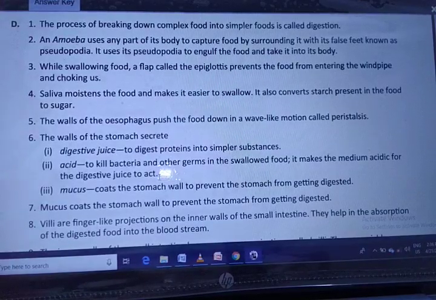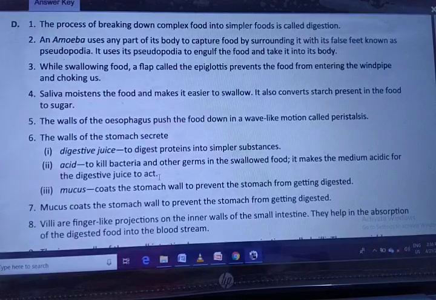First question was define digestion. The process of breaking down complex food into simpler food is called digestion. You can start writing also, otherwise you can take a screenshot also.